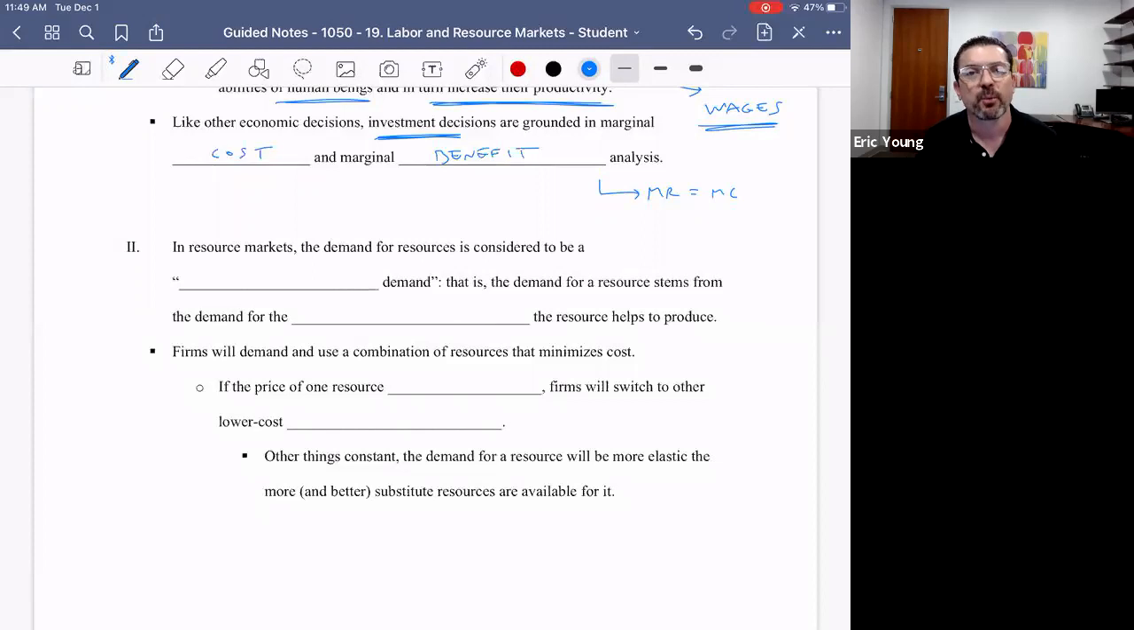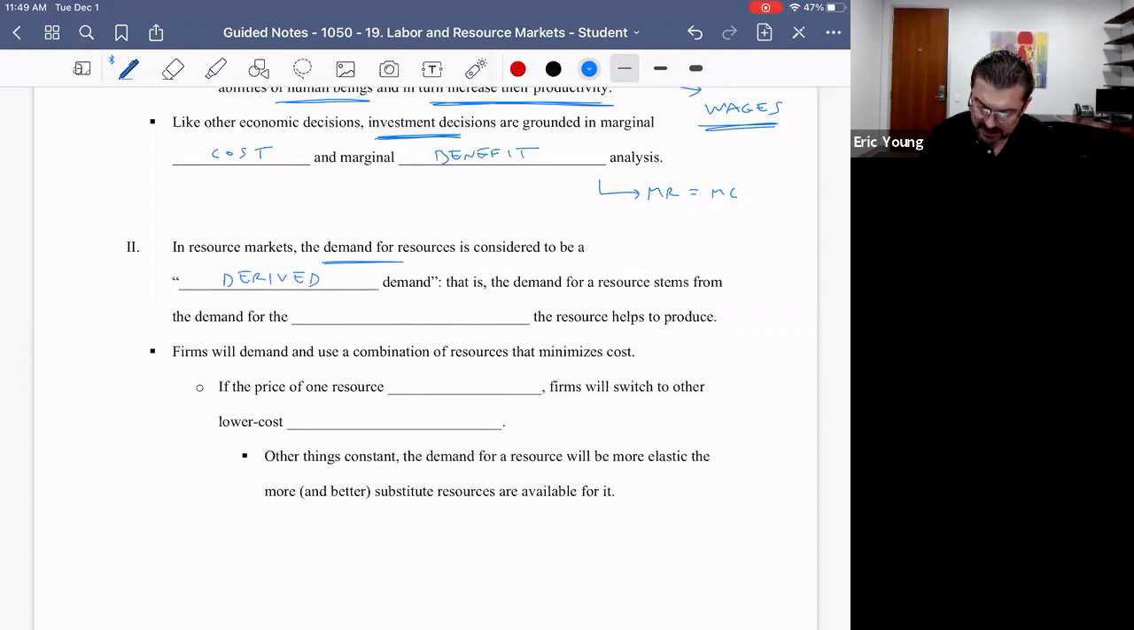I want to jump now into a brief discussion of resource market demand. And I want to outline for you a couple of important things that firms look for as they demand resources. Okay, because remember, we're talking about resource markets, right? Input markets, factor markets. So it's businesses that are demanding resources. And one of the critical components that you need to understand about resource demand is that resource demand is classified or considered to be in economic theory what we're going to call derived demand.